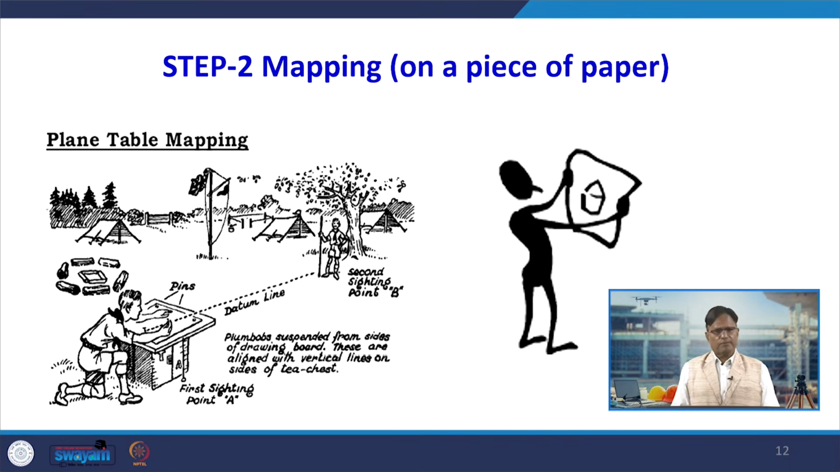The next step is mapping on a piece of paper, which was earlier done. The most popular technique earlier was preparing the map on a piece of paper using plane table methods.